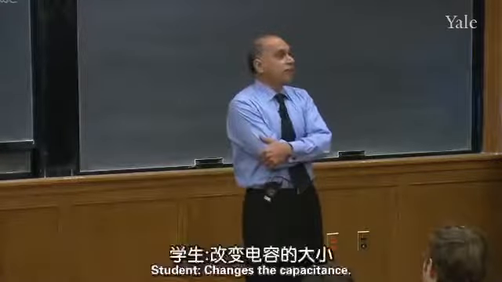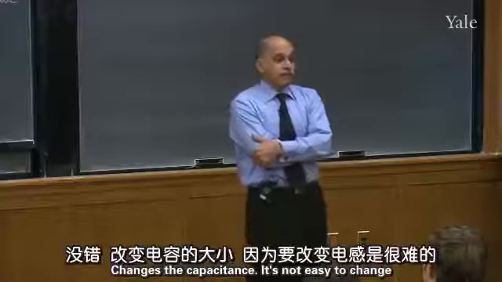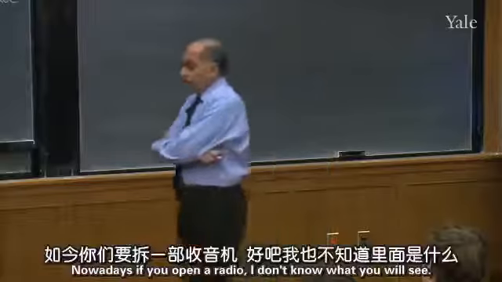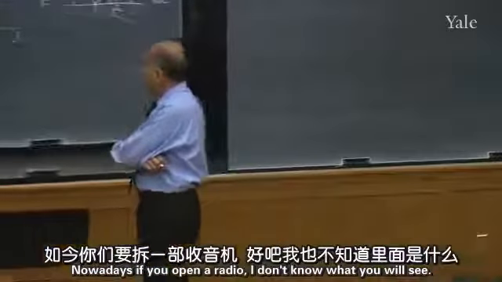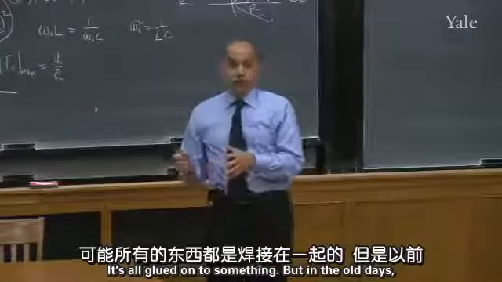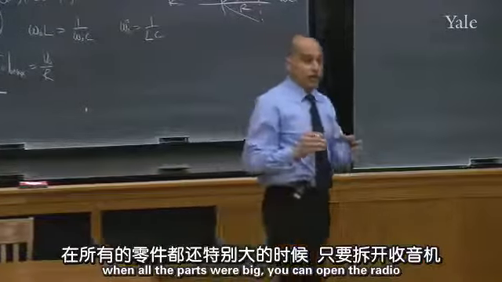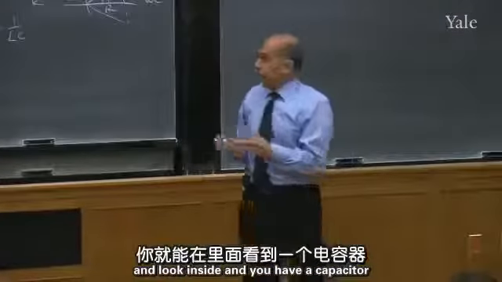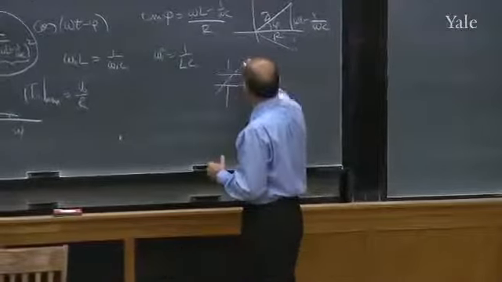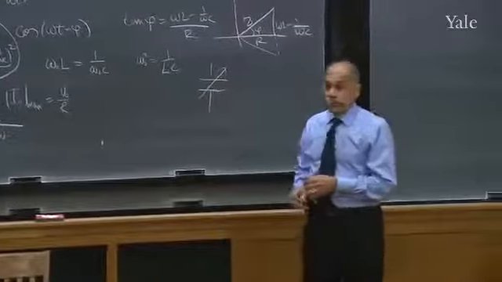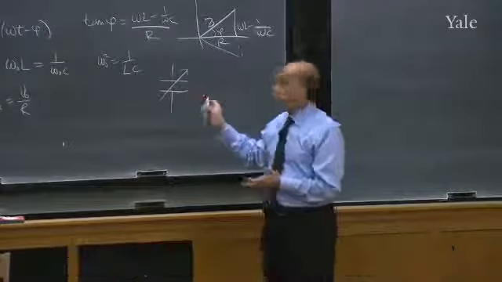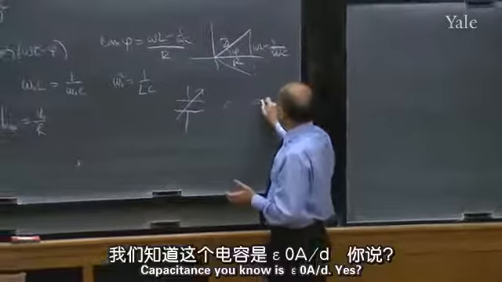Yep. Changes the capacitance. It's not easy to change the inductance, but it changes the capacitance. If you open a radio, well, nowadays if you open a radio, I don't know what you will see. It's all glued onto something. But in the old days, when all the parts are big, you can open the radio and look inside, and you have a capacitor, which is called a variable capacitor. You show that with an arrow. You can also have variable inductors, I suppose, but this is very common. Now, how do you vary the capacitance? Capacitance, you know, is epsilon 0 A over D.